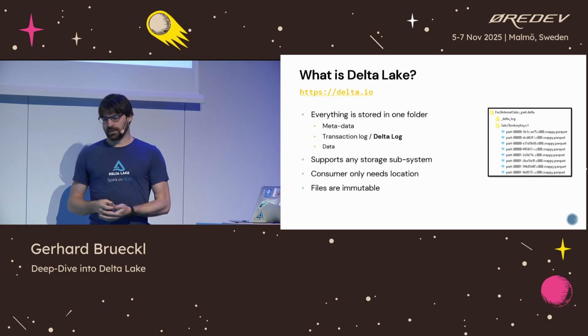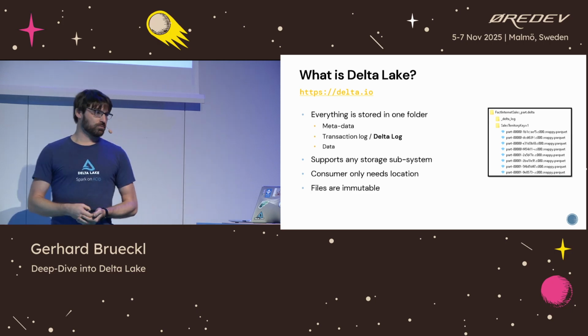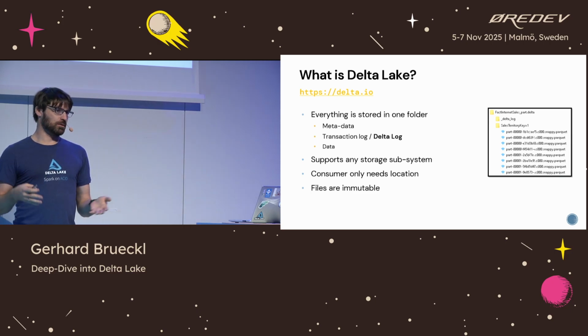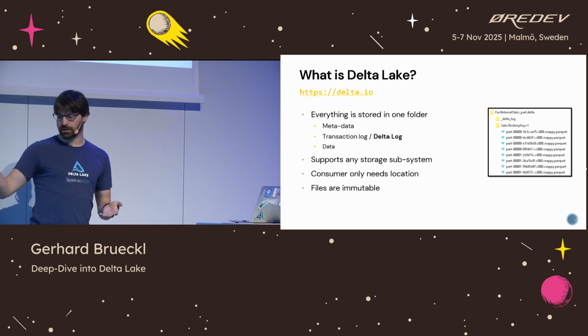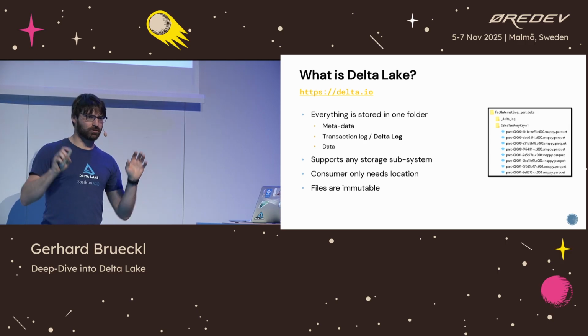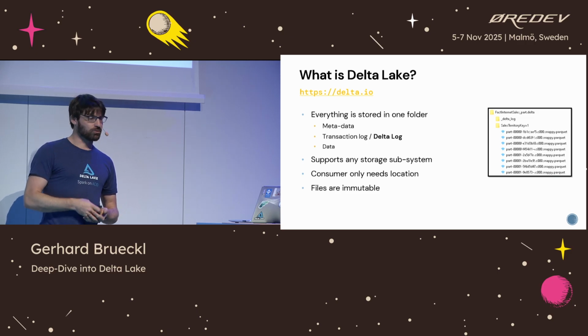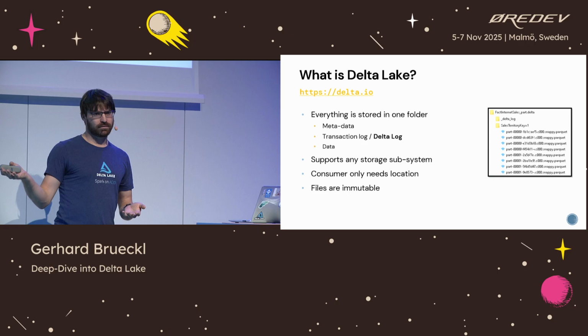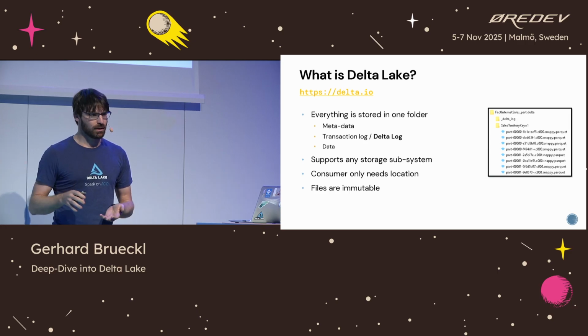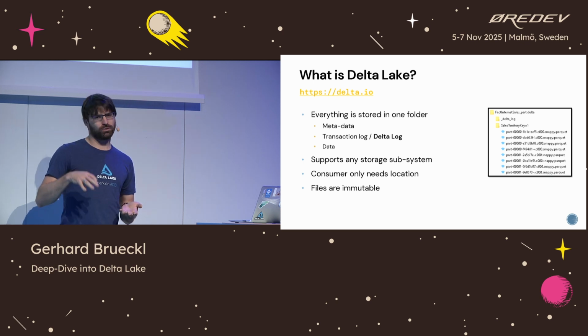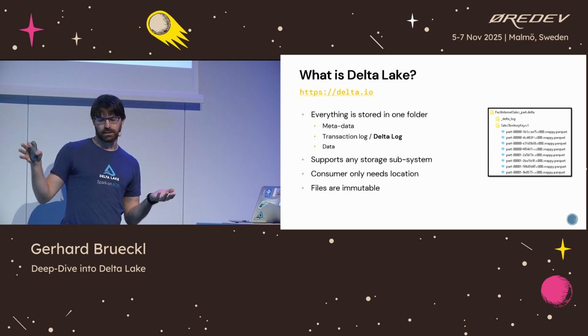So what is it? Technically, it's basically just a folder, right? It has a Delta log folder in it that covers all the transactions that happened on the table, like metadata information. There's also the data. Data is usually Parquet files. As of today, it only supports Parquet files. Technically, the protocol would also allow other data types as well.